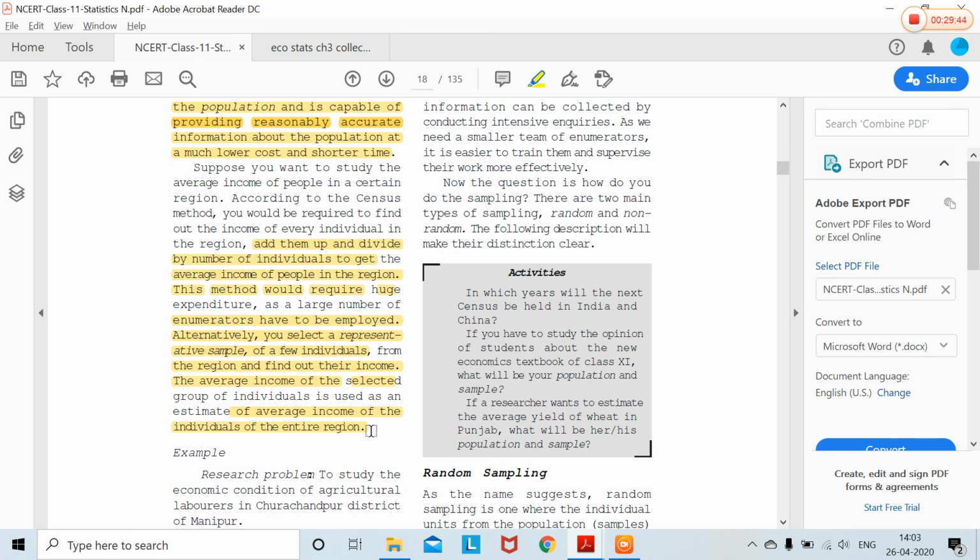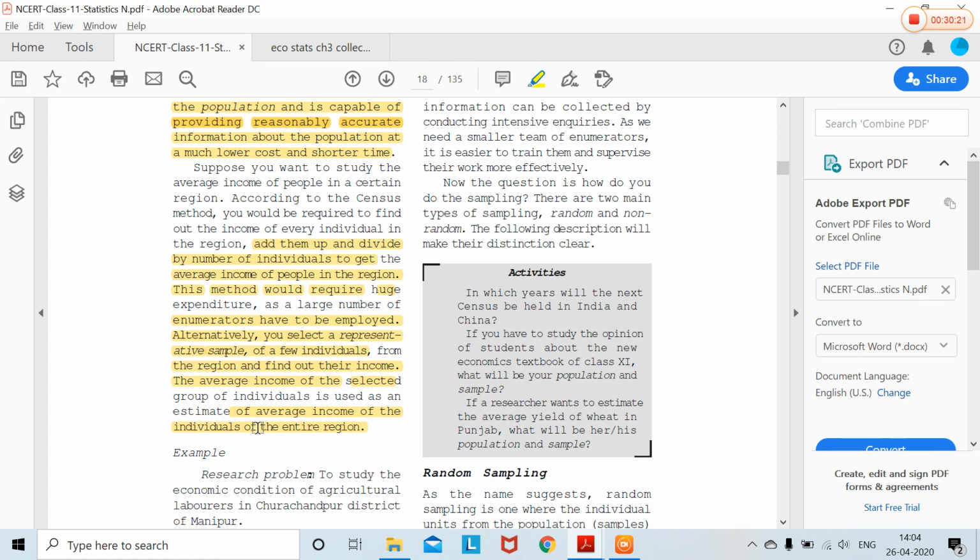So if there were 300 households in my society, let us suppose, and I am just asking 30 of them, and their average income turns out to be 30,000 rupees per month, their result I'm going to generalize on the entire population of my colony. So this is an estimate of the average income of the individuals of the entire region. So I will conclude that on an average, people in this area earn 30,000 rupees per month on the basis of my sample survey. We'll continue the topic in the next class.